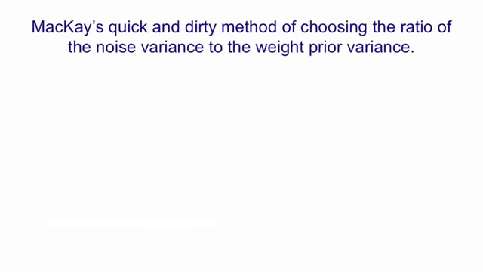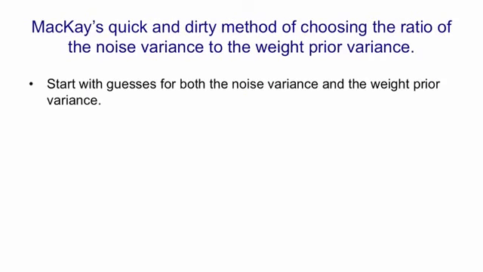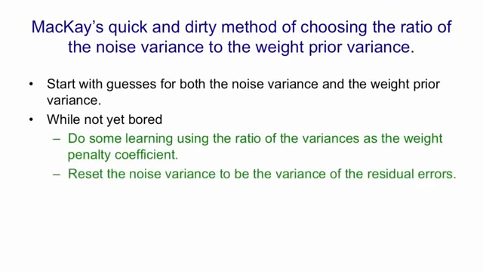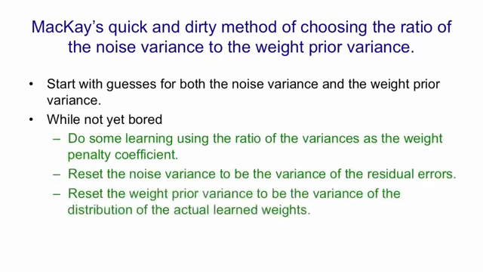So here's MacKay's method. You start by guessing the noise variance and the weight prior variance. Actually, all you have to really do is guess their ratio. Then you do some gradient descent learning, trying to improve the weights. Then you reset the noise variance to be the variance of the residual errors, and you reset the weight prior variance to be the variance of the distribution of the actual learned weights. And then you go back round this loop again. This actually works quite well in practice, and MacKay won several competitions this way.